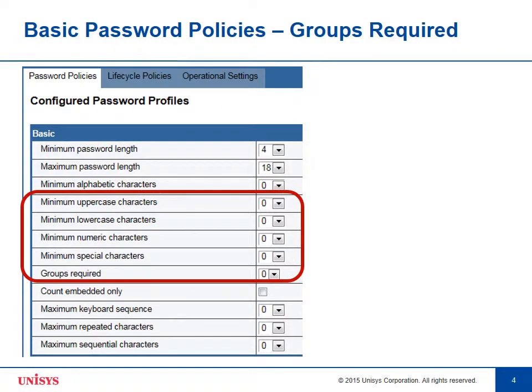You can require a new password to have different types of characters. Character group items include minimum uppercase characters, minimum lowercase characters, minimum numeric characters, and minimum special characters. For groups required, the range is 0 to the number of character group items that are enabled. If that is set to 0, then the group requirement is disabled and the policy uses individual character requirements.